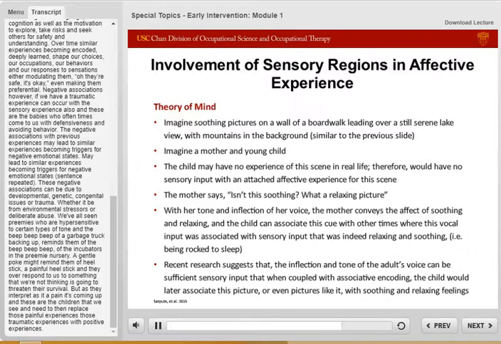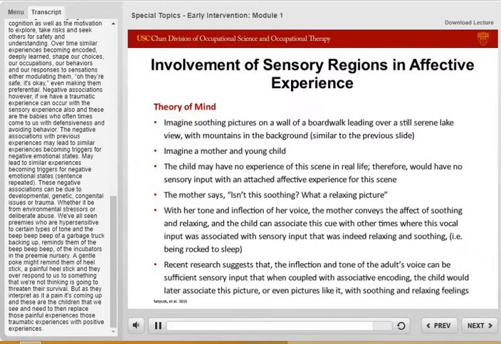These negative associations can be due to developmental, genetic, congenital issues or to trauma, whether it be from environmental stressors or deliberate abuse. We've all seen preemies who are hypersensitive to certain types of tone. And the beep, beep, beep of a garbage truck backing up reminds them of the beep, beep, beep of the incubators in the preemie nursery. A gentle poke might remind them of a heel stick, a painful heel stick.